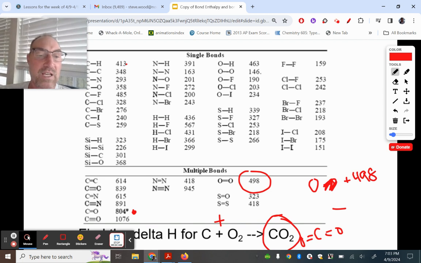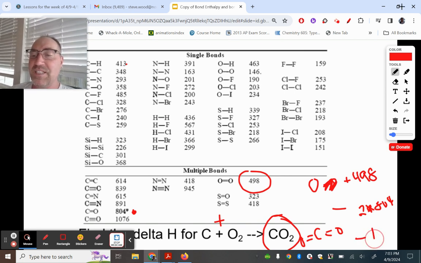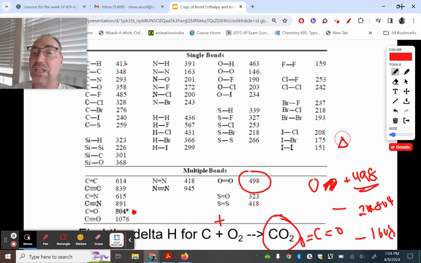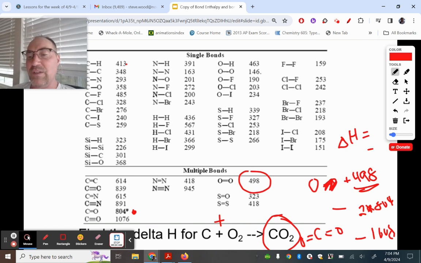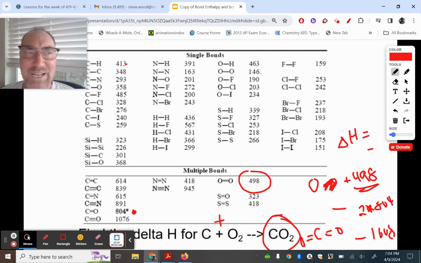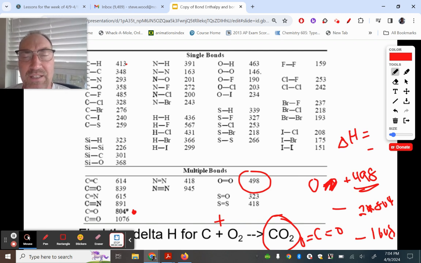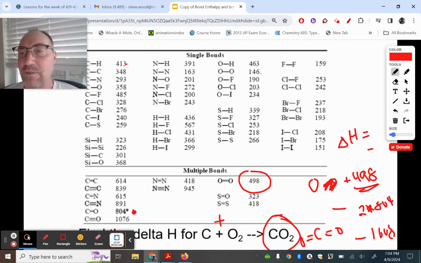And so I have 2 times 804. That's a times, and it's a negative 2 because bonds on the right are negative. So this is going to be minus 1608, and this is going to be plus 498. So you can see that the delta H is clearly going to be negative. It's going to be like negative 1100. I'm going to estimate. You don't estimate. You actually punch it in your calculator. All right, so remember, bonds broken, positive. Bonds made, negative. We got this.